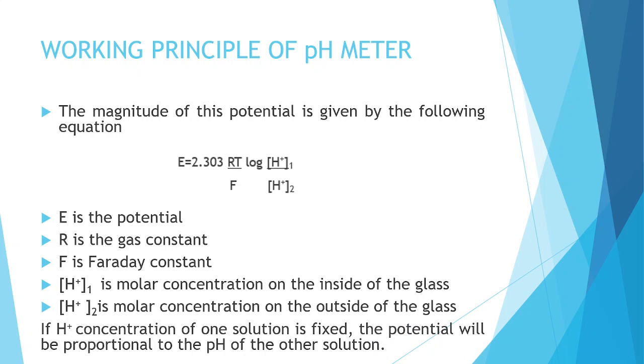If hydrogen ion concentration of one solution is fixed, the potential will be proportional to the pH of the other solution. Keep one of these fixed, then the potential, which is expressed in terms of pH, will be proportional to the other solution.